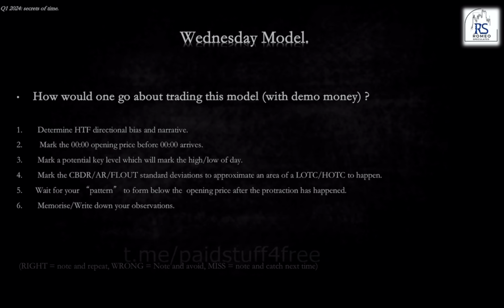Again, they are all subservient to the element of time and the higher time frame key level, which always has a liquidity pool paired with it, right? Wait for your pattern, and you see when the pattern happens. It's not look for an order block. It's look for all of this and then an order block.